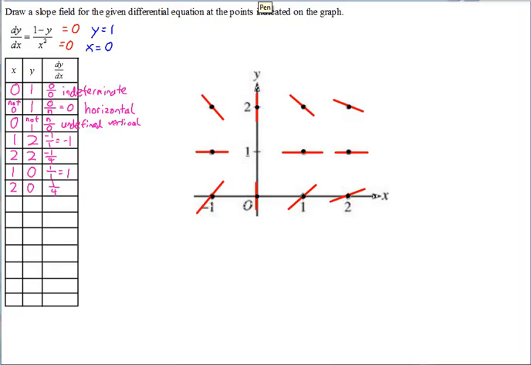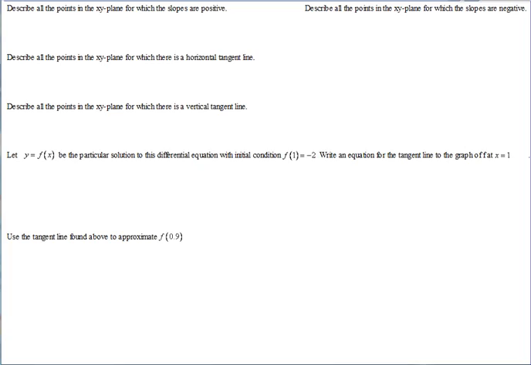Okay, now let's look at some other questions. Again, they're going to ask about the slope field. Describe all the points in the xy plane for which the slopes are positive. Again, the derivative is greater than 0. This time it's a little bit different on the equation.